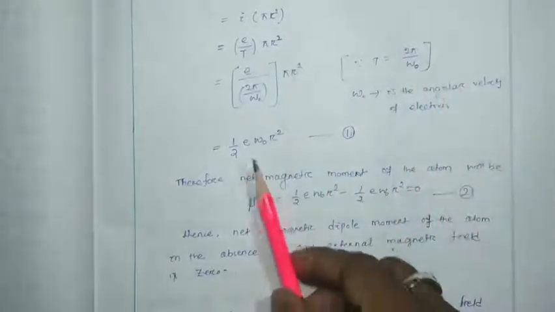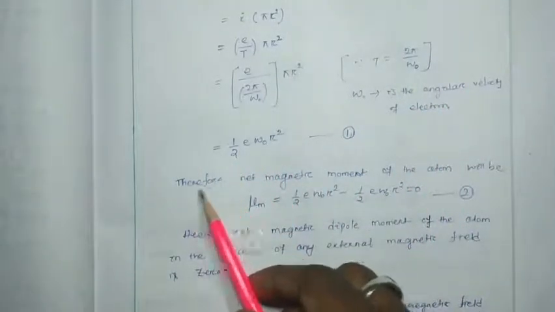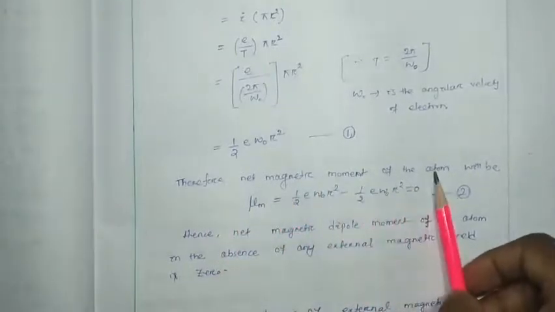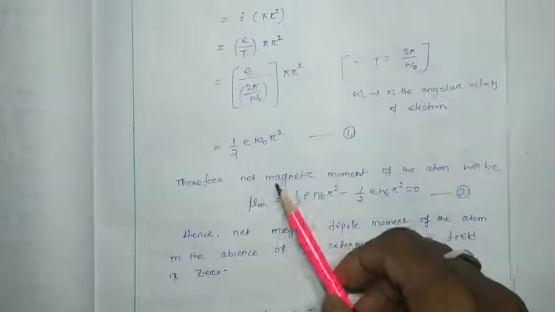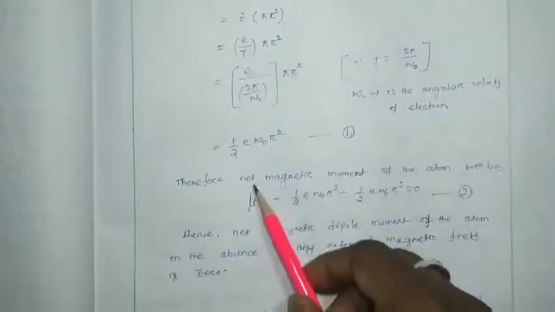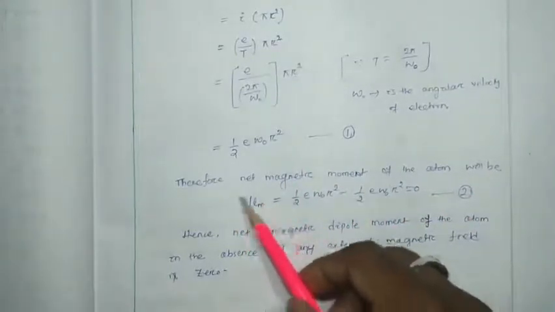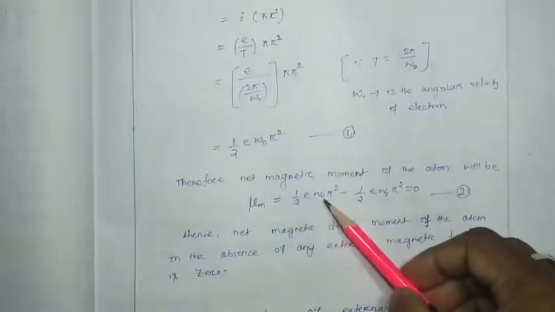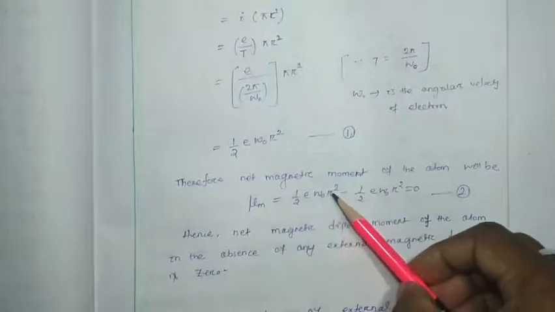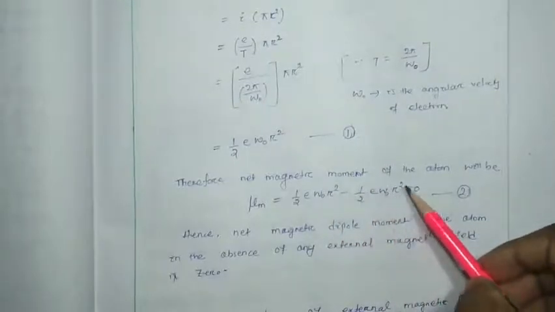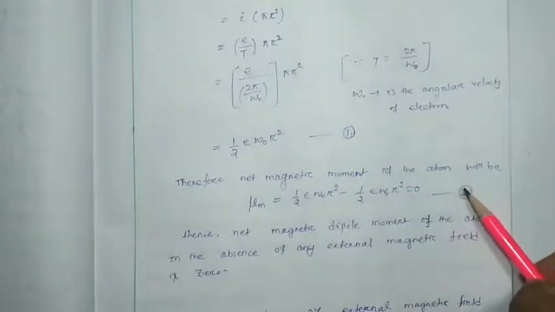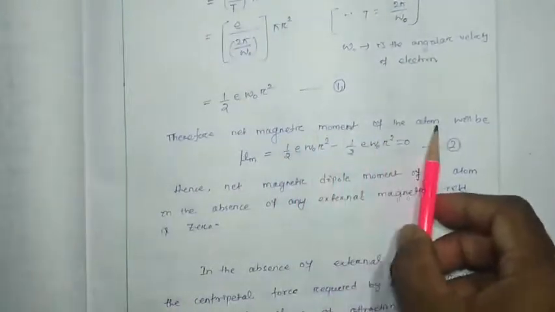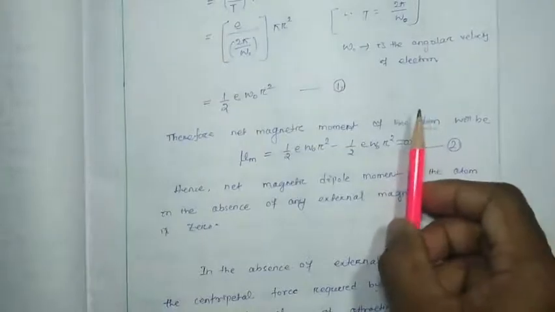So there is no need to derive this for the second electron, therefore we can write directly the net magnetic moment of an atom: mu_m is equal to half e omega_0 r square minus half e omega_0 r square, equal to 0. This is equation number 2. That means this is the net magnetic moment of an atom. Atom means we are considering 2 electrons.